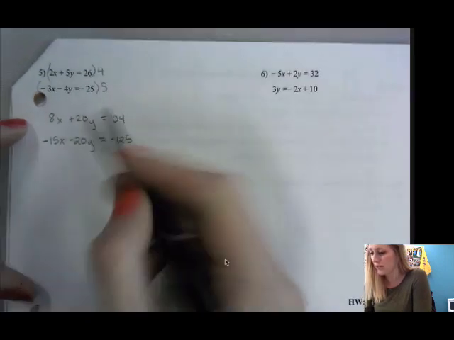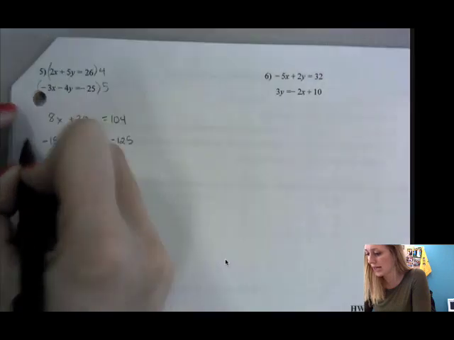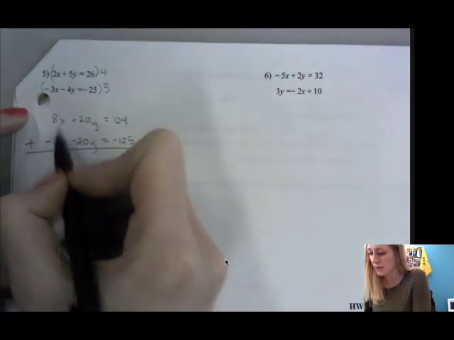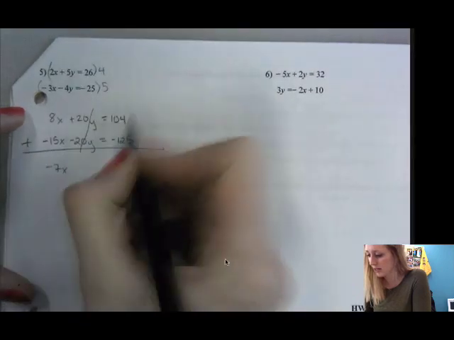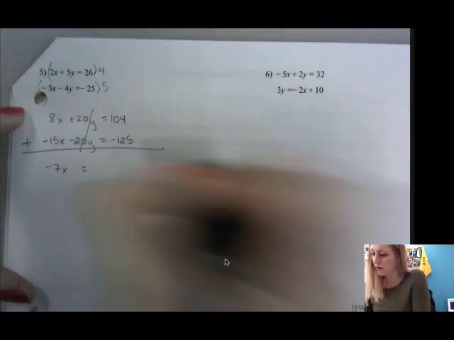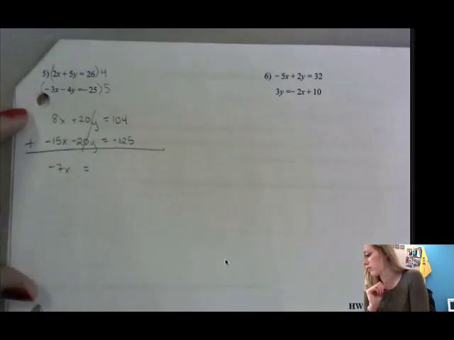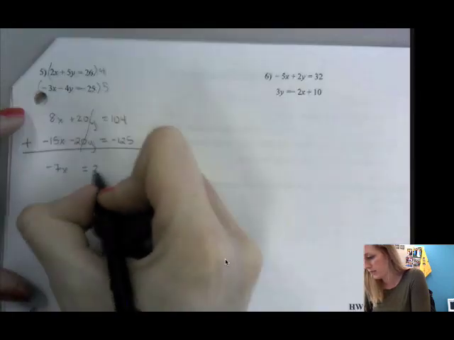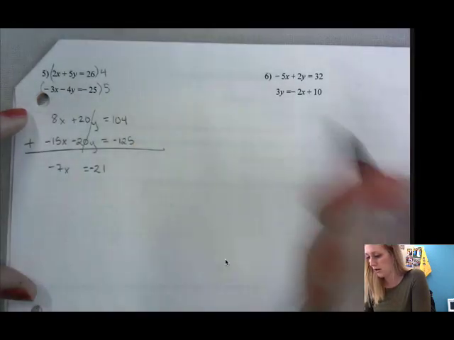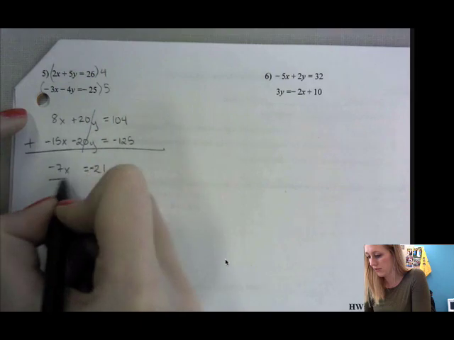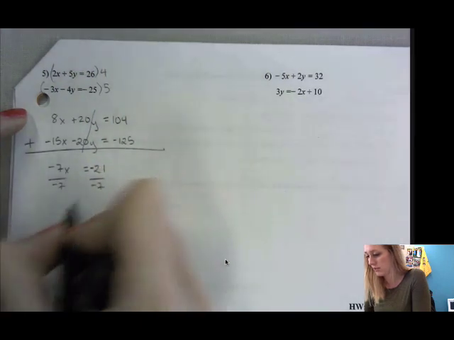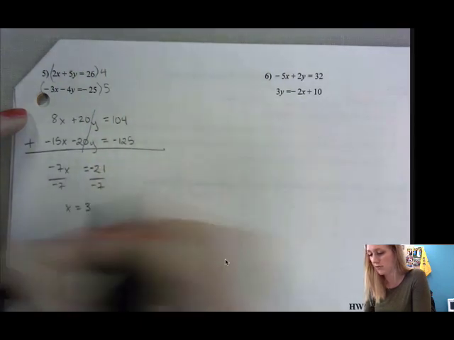All right. So now that my y's are opposites, opposite sign but same coefficient, we can add. 8 plus negative 15 is negative 7x. Y's are eliminated. And then 104 minus 125, or plus a negative 125, let's see there, we got negative 21. All right, and now divide by negative 7. So we get x equals positive 3.